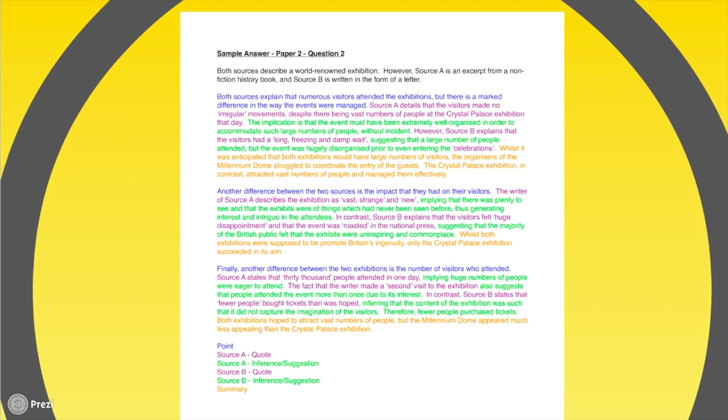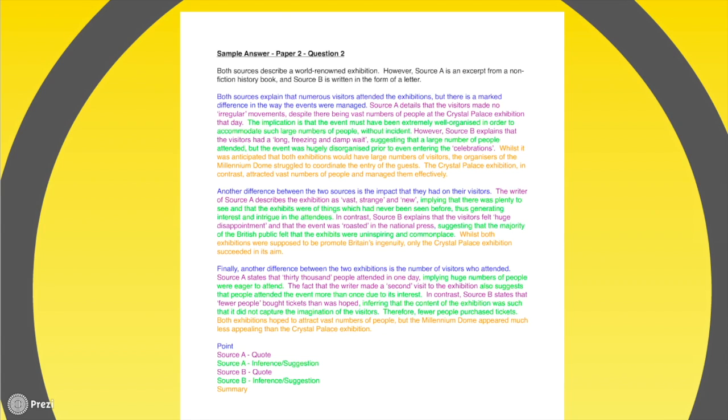Then I use my comparative discourse marker. However, source B explains that the visitors had a long, freezing and damp wait. Okay, so I've taken, again, words, embedded that quote, and then I've said suggesting that a large number of people attended, but the event was hugely disorganised prior to even entering the celebrations. Okay, so I've considered that obviously there's a huge queue outside, which must suggest that loads of people were there. However, they didn't get them through into the event very quickly. So that suggests to me that it was very disorganised. So I've done my source A, quote and inference, and my source B, quote and inference.